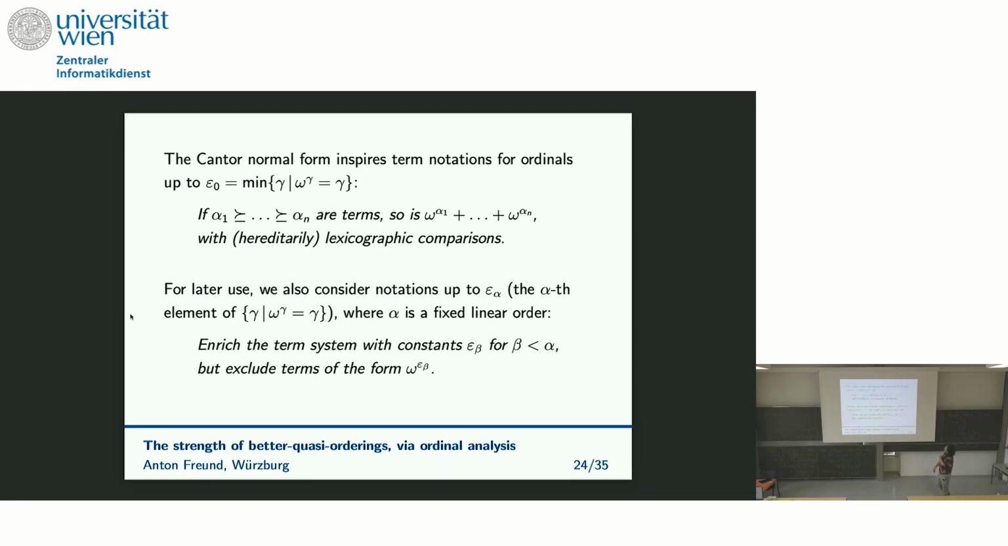And then for later use, we will also consider notations up to epsilon alpha, which is the alpha fixed point of ordinal exponentiation, where alpha is some externally given fixed linear order. And the way you do that is you take exactly the same terms, except that you throw in constants at the beginning, epsilon beta, for all elements beta of this given order alpha here.